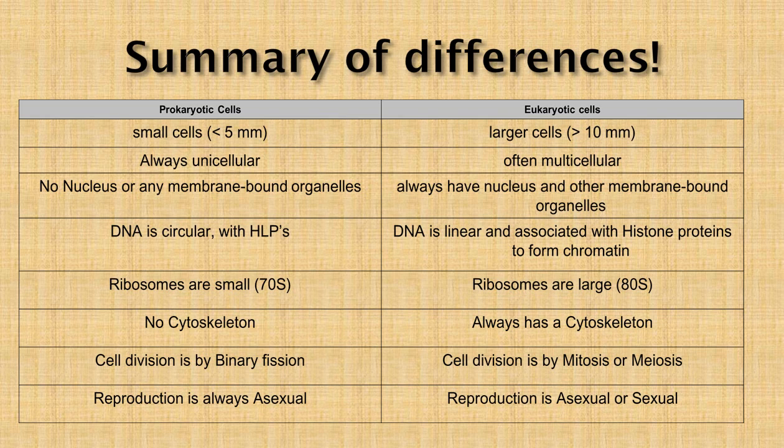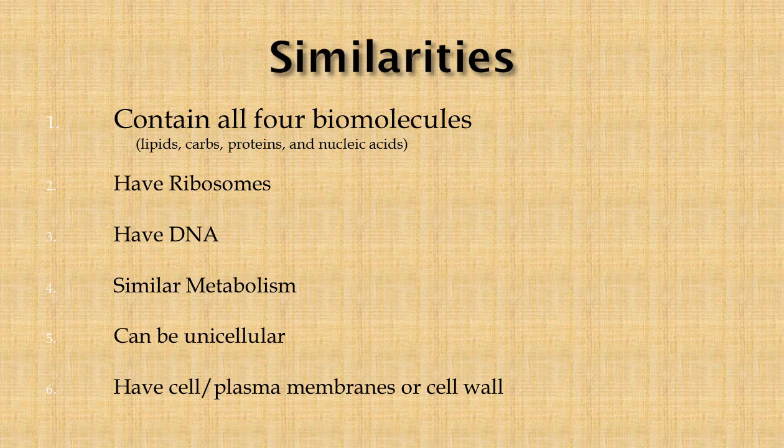So far we have talked about the differences between prokaryotes and eukaryotes. Let's conclude this session by talking about the similarities. Both prokaryotes and eukaryotes contain all the four biomolecules, that is lipids, carbohydrates, proteins, and nucleic acids. Both of them have ribosomes, although they differ in size. Both of them have DNA. Bacteria have circular DNA, while eukaryotes have linear DNA. They have similar metabolism with minor differences. They can both be unicellular, and both of them have a plasma membrane or a cell wall.